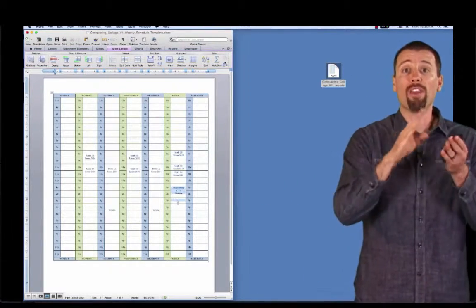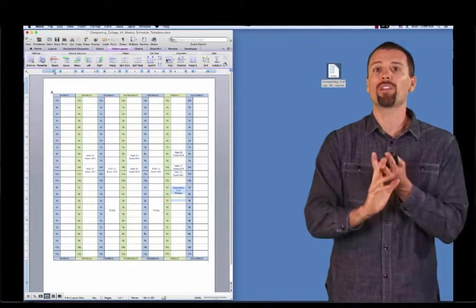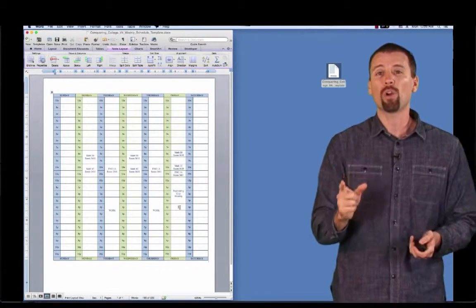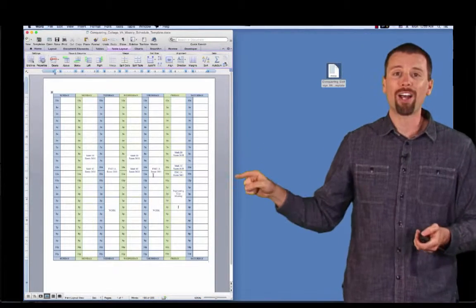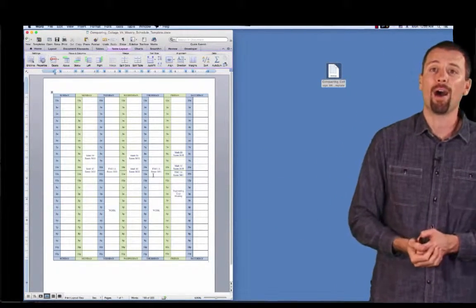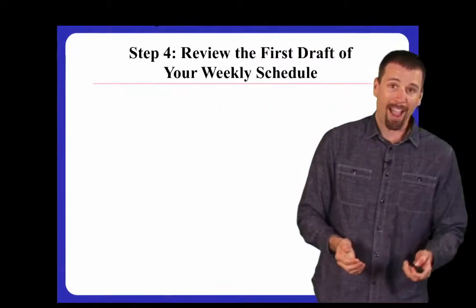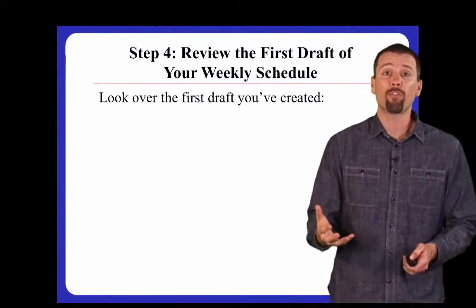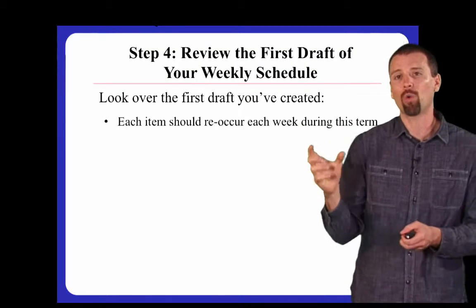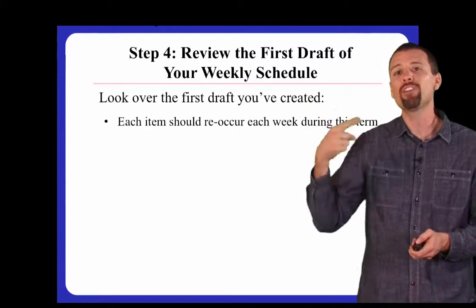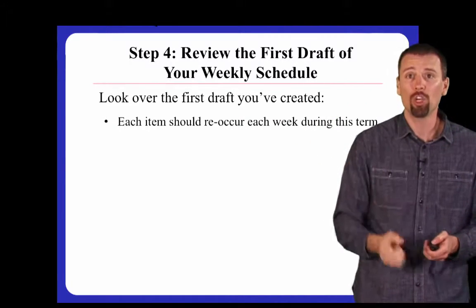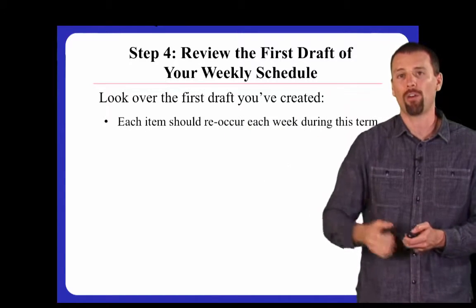All right, we've marked the class schedule, we've marked the work times, we've marked extracurriculars. The last thing that we're going to do is process this to make sure that we got everything that we do. So let's take a look at that checklist. After we've gotten all this stuff, let's review the first draft. What we want to do is that each item on our weekly schedule should occur every single week this term. If it doesn't occur every single week, it shouldn't go in our weekly calendar. That's what the term calendar is for.